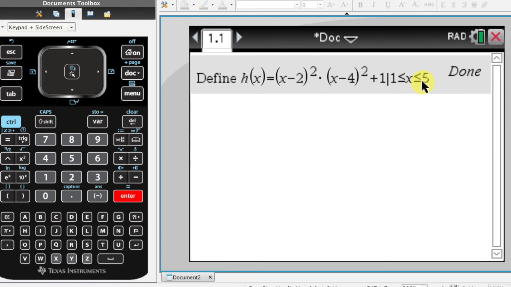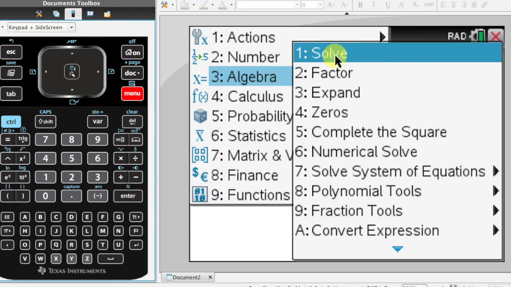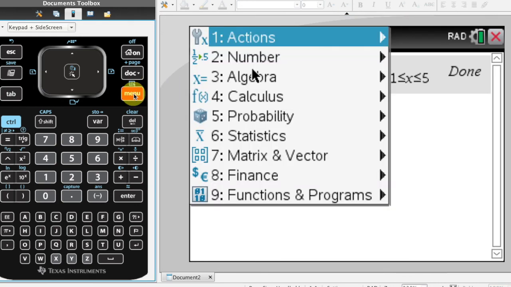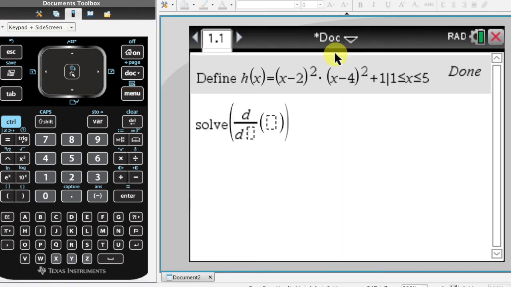So how is it that we identify the x values for the turning points of h(x)? Well, we want the derivative to equal 0. So I'm going to go Menu, Algebra and Solve. I'm going to use the solve function, and now I'm going to use the derivative function, so Menu, Calculus, Derivative. I want h(x) to equal 0, and I'm solving for x.